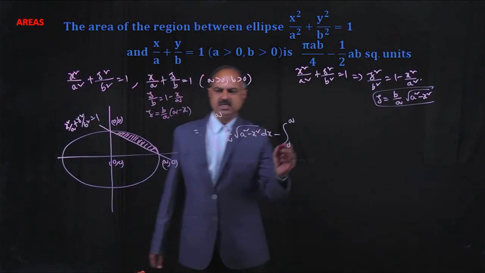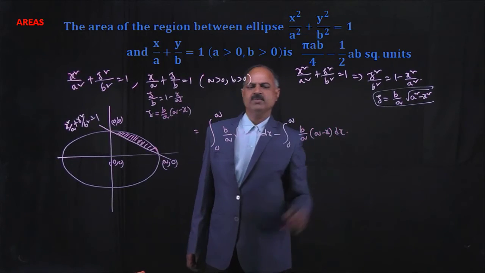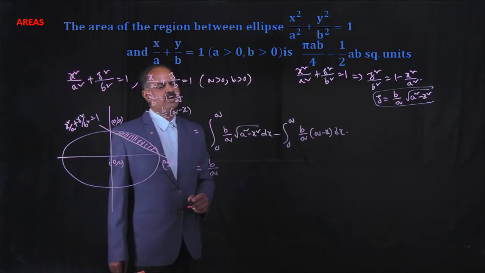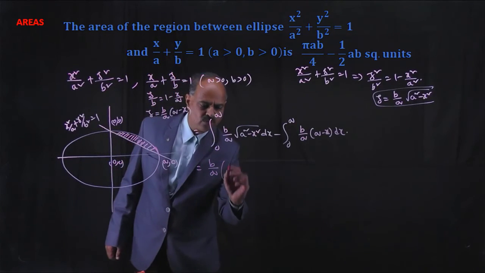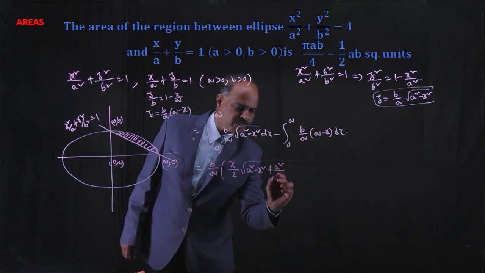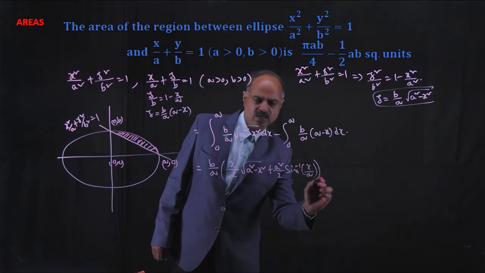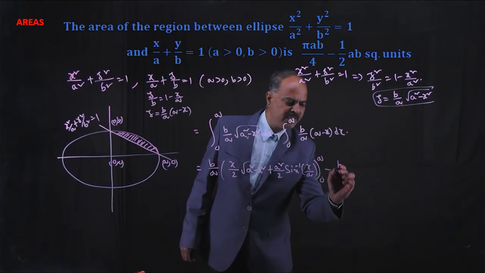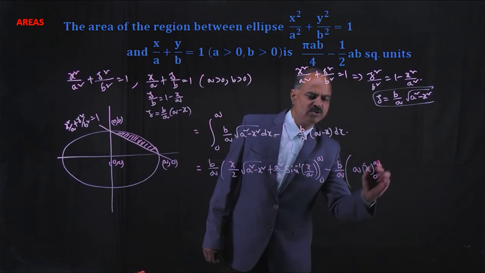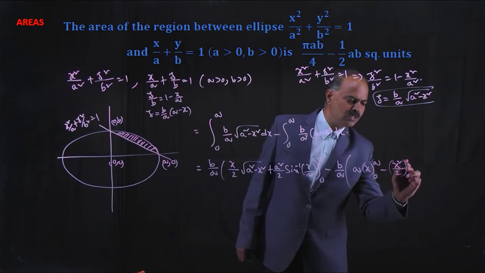Now here y dx is b by a into a minus x. Now here that is equal to b by a into integral of square root of a square minus x square dx, which is x by 2 into root over a square minus x square plus a square by 2 into sin inverse x by a, limits 0 to a, minus b by a into a into integral dx, which is x, limits 0 to a, minus integral x dx, that is x square by 2, limits 0 to a.